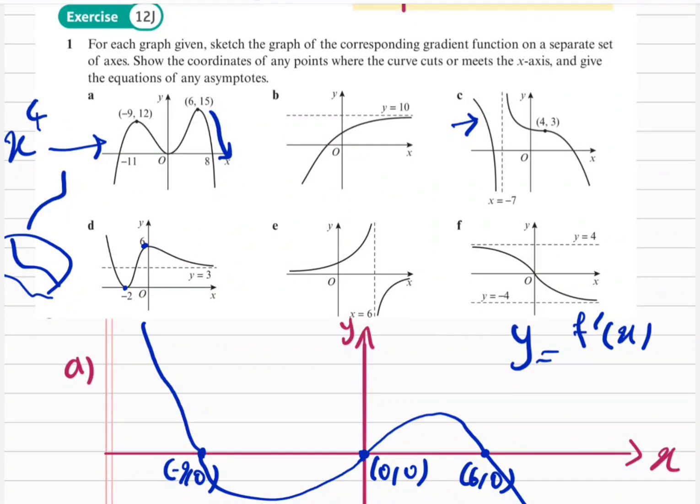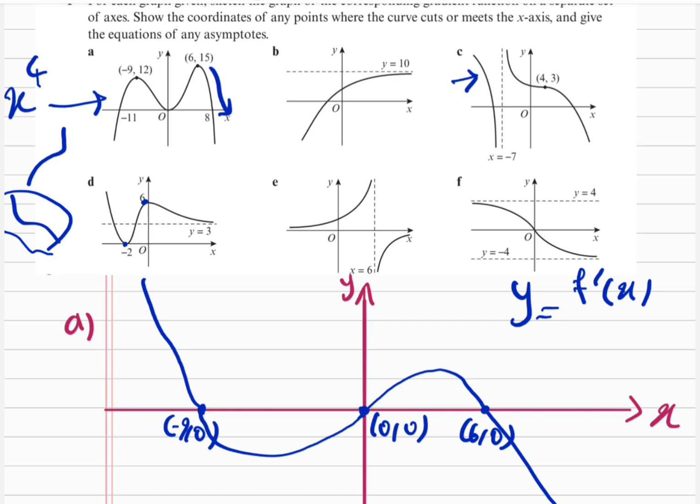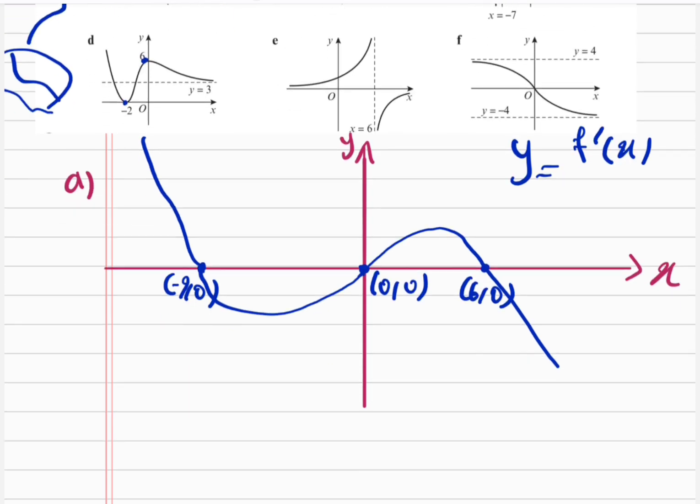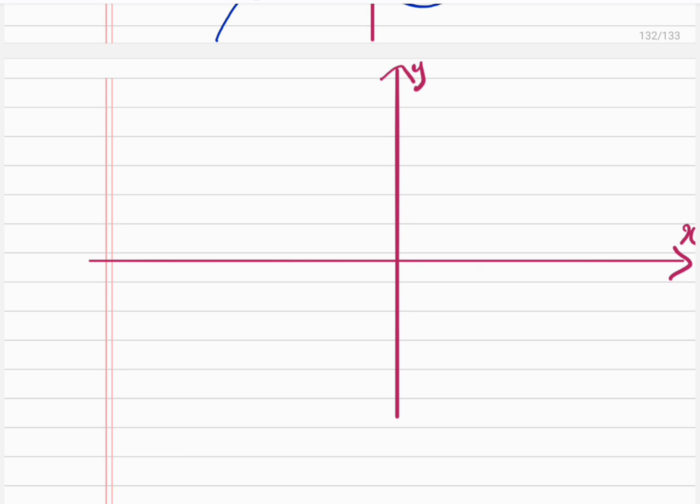Hi everyone, this video is an exercise 12J question E. So we want to sketch the graph of f dash x, and first of all, for part E, we have a vertical asymptote at x is equal to 6. So this means the function is undefined when x is equal to 6. Therefore, the gradient is also going to be undefined when x is equal to 6, because there is no gradient when x is equal to 6. So we can immediately sketch the vertical asymptote at x is equal to 6.